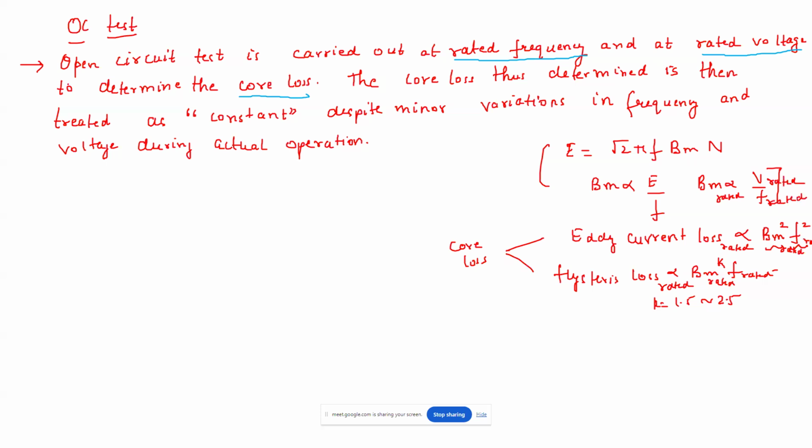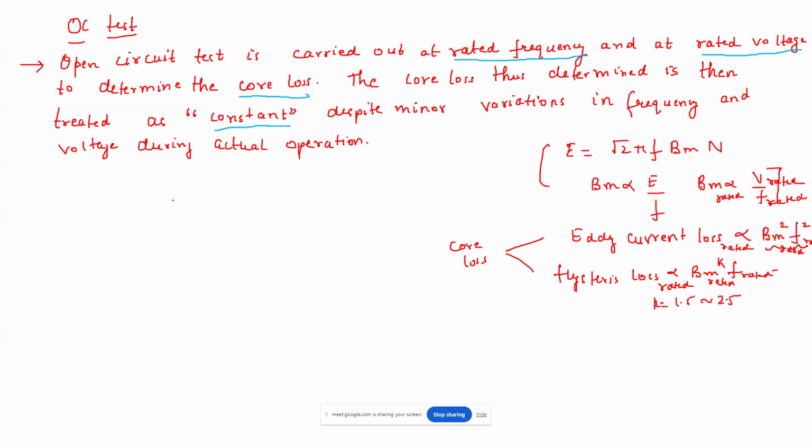So that is why, for the open circuit test, because its main objective is to determine the core loss, to get the core loss at the machine ratings we carry it out at rated frequency and rated voltage. Once the core loss is determined, we will treat it as constant in various conditions, whether the machine is operated at half load or full load. Half load or full load means the current rating reduces, but generally we operate the machine at its rated voltage and rated frequency.